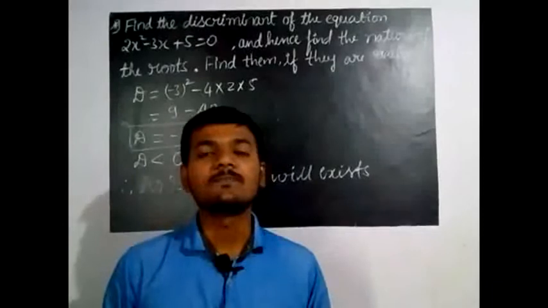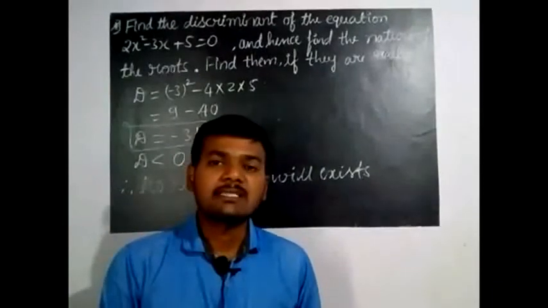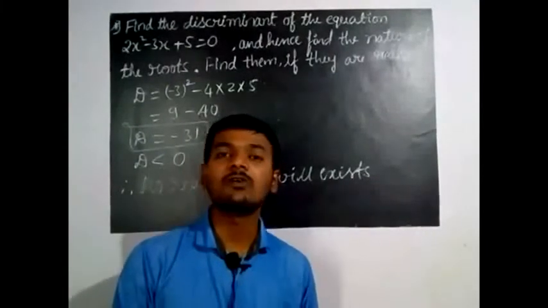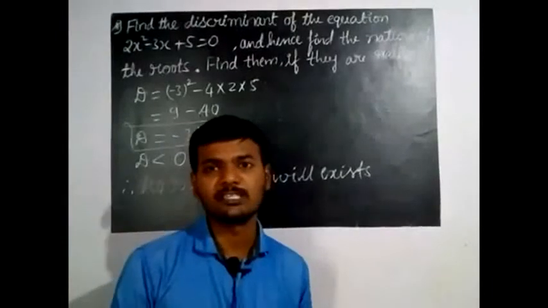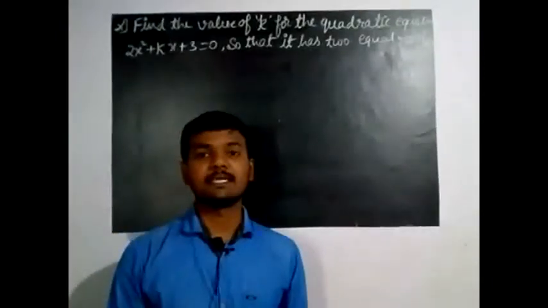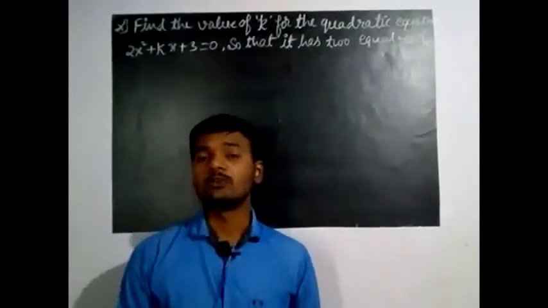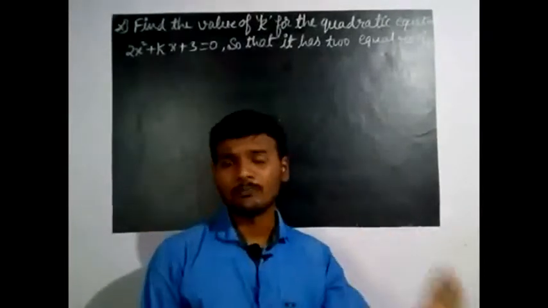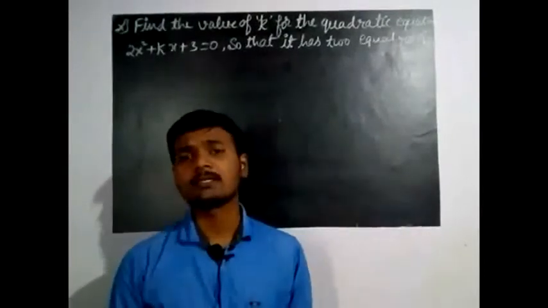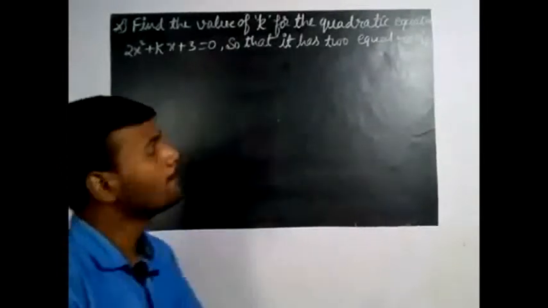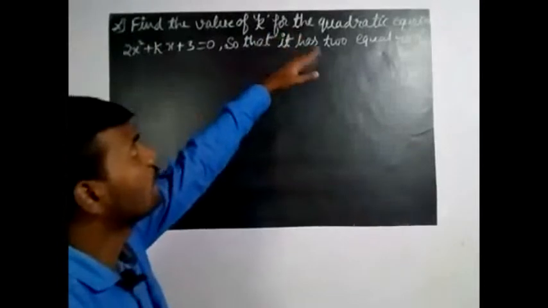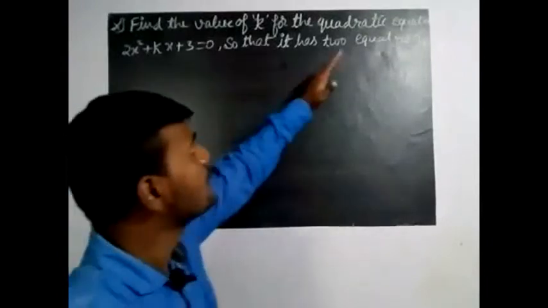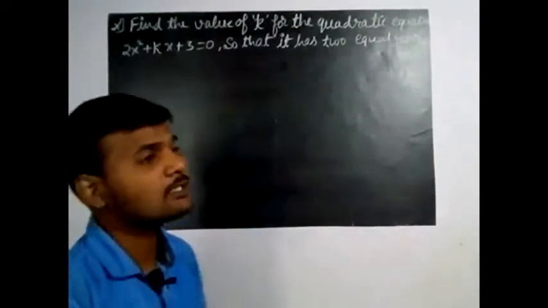Okay, so let us discuss some more cases about the nature of the roots. By using the nature of the roots, we can solve some more examples which are quite different. Let us discuss the next example. A question like this may be asked as a 1-mark multiple choice question, or as a 2-mark question in the examination. Let us see the example. Find the values of k for the quadratic equation 2x² + kx + 3 = 0, so that it has two equal roots.